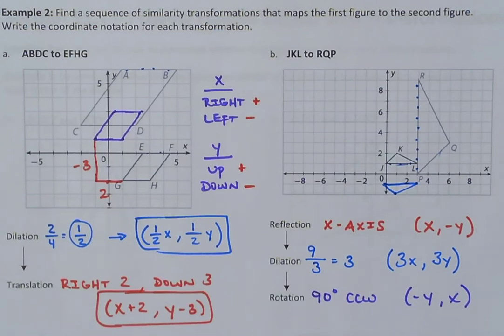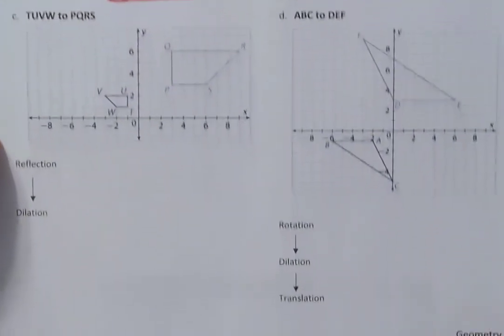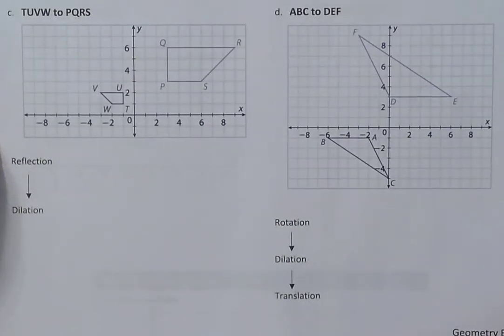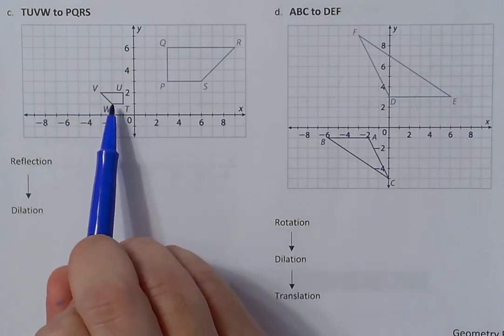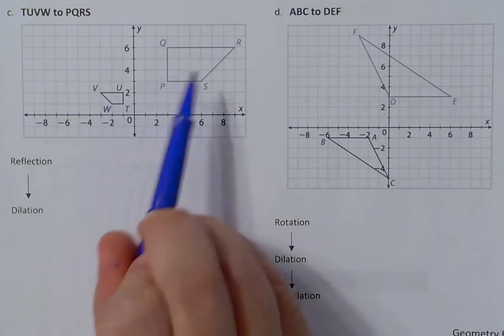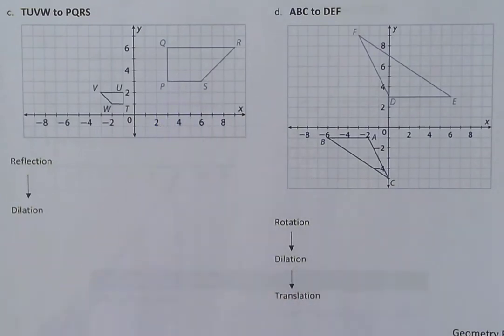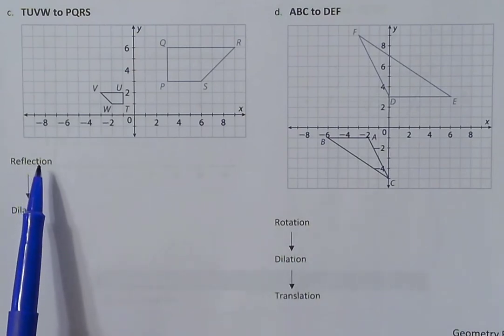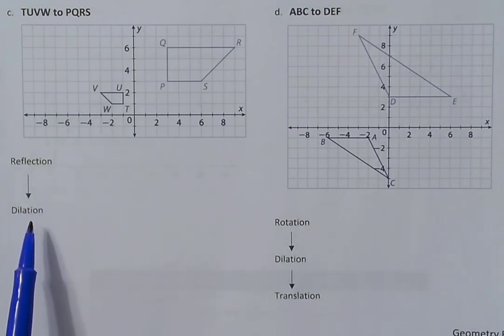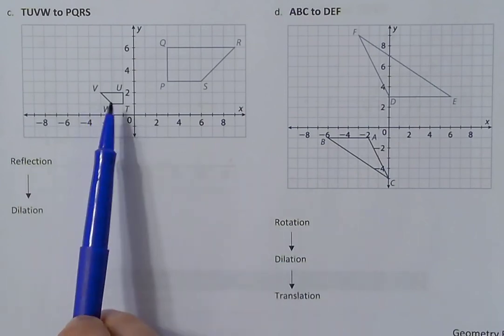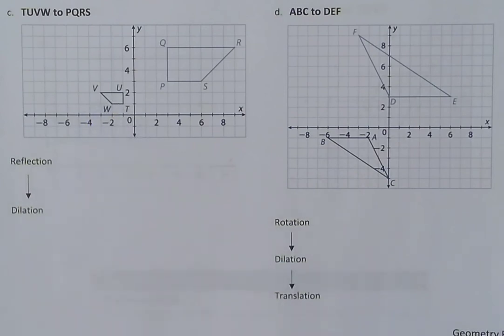I just quickly want to take a look at part C, and then we will call it a day for this lesson. So for part C, we're going to do much of the same thing. So we have TU, VW, and PQRS. That means we're taking this smaller trapezoid and we're going to try to place it on this larger trapezoid. And all they have asked us to do is to perform a reflection and then a dilation. So we need to reflect this shape and then we need to dilate it.